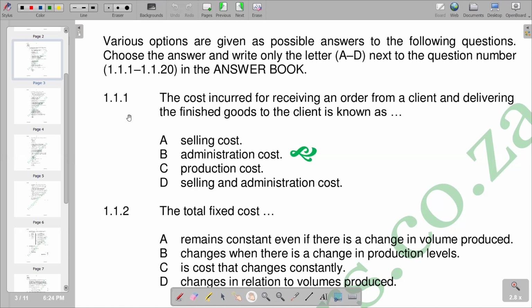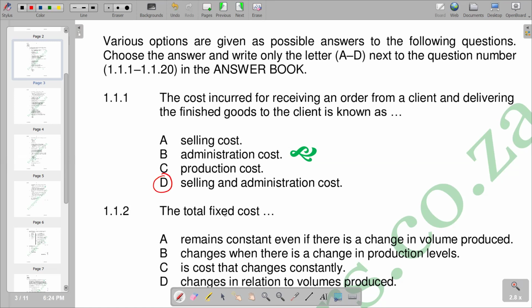So for the first part, 1.1.1, the cost incurred for receiving an order from a client and delivering the finished goods to the client is known as... So you see that receiving the order is part of an administration cost, and then delivering the finished goods is the selling cost. So the correct answer that we have there is D, selling and administration cost.